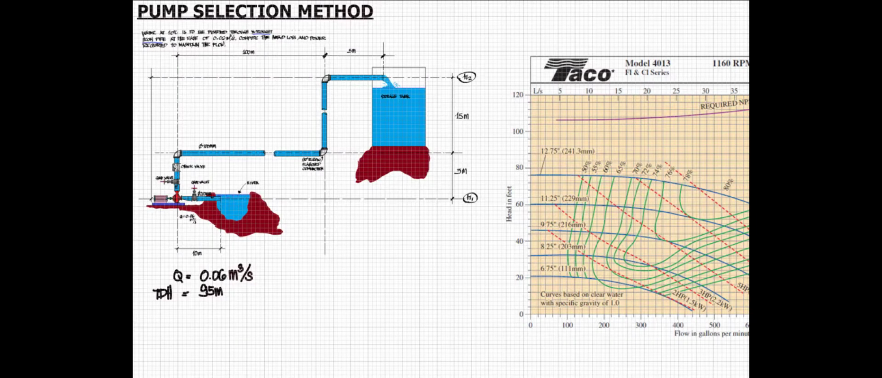Okay, good day. So we go to pump selection method. So I have here, you see this figure. This is from my previous class in fluid mechanics. This is the setup of a simple water transfer system from a storage tank. Now we have here the given temperature of water, that is 20 degrees, and the given flow rate, which is 0.6 cubic meter per second.